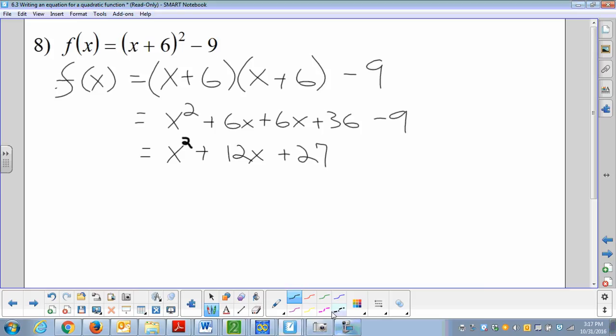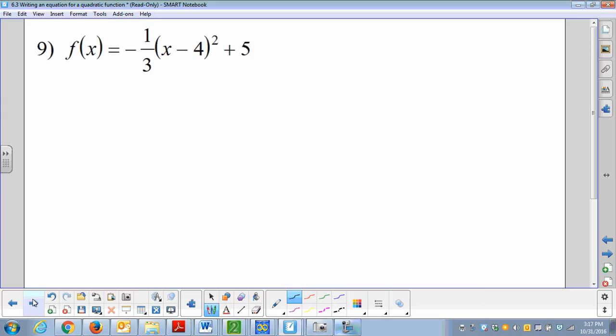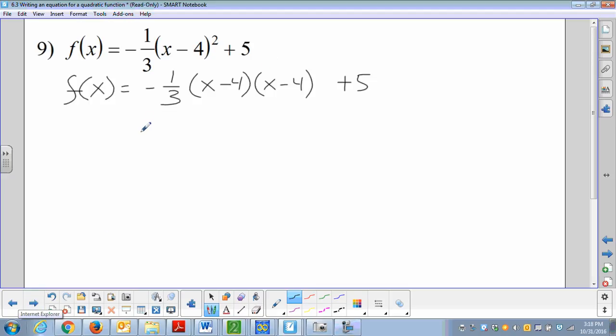Okay. Now let me take a look at our last example. Okay. This one has a coefficient in front, and since it does, we want to be really careful about multiplying before we add in this constant out here. Okay, my first step is to go ahead and separate it into two binomials. So now I have negative 1/3 times x minus 4, times x minus 4, plus 5. And if you think about order of operations, you want to multiply first. So that's what we're going to do. We'll go ahead and do our FOIL method here.